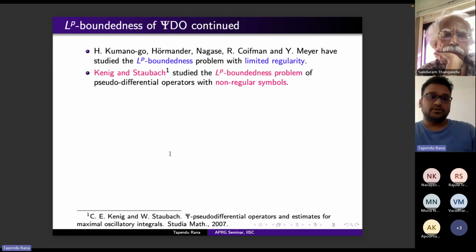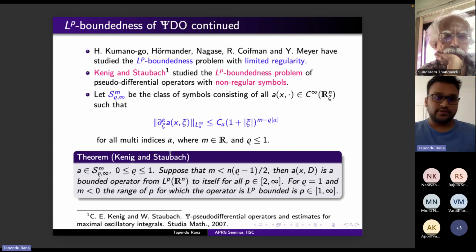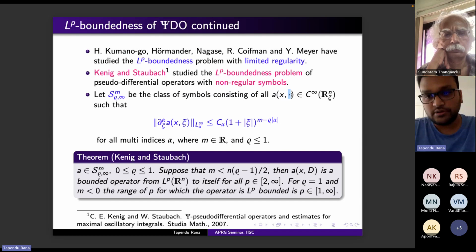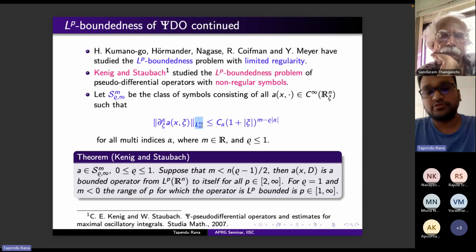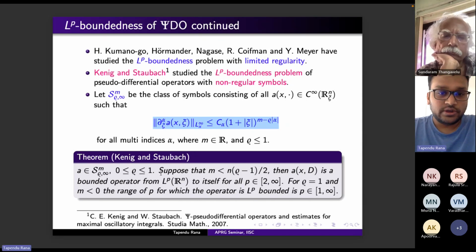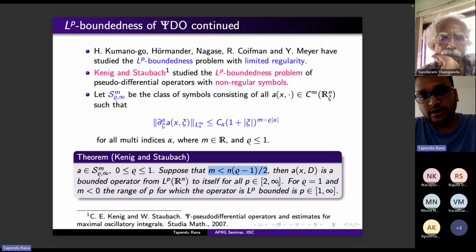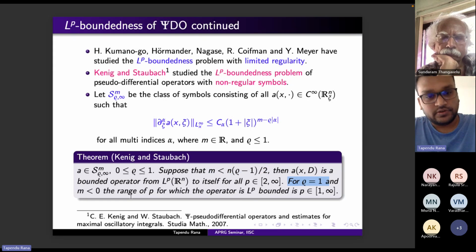More recently, in 2007, Kenig and Staubach studied the L^p boundedness of pseudo-differential operators with non-regular symbols. They introduced this rough symbol class, which consists of all symbols which are smooth with respect to the dual variable, but it doesn't need any regularity with respect to the space variable. So S^m_{ρ,0} contains all these symbols satisfying these inequalities. Then they showed that if we assume m < n(ρ−1)/2, then the operator is bounded from L^p(R^n) to itself for p belonging to [2, ∞), and if we take ρ equal to 1, then for all m < 0, the range of p varies from 1 to infinity.